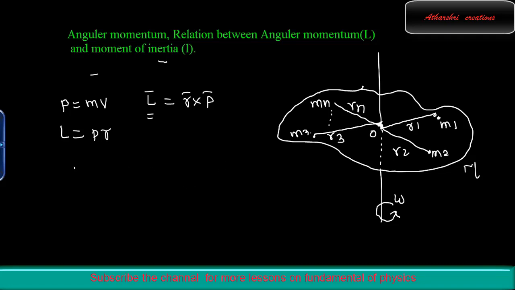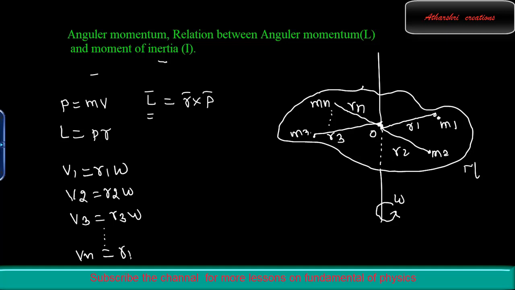The linear velocity of each individual particle is v1, which is equal to r1 into omega, v2, which is equal to r2 into omega, v3, which is the linear velocity of the particle having mass m3, equal to r3 into omega, and so on. Lastly, the linear velocity vn of the particle having mass mn is equal to rn into omega.